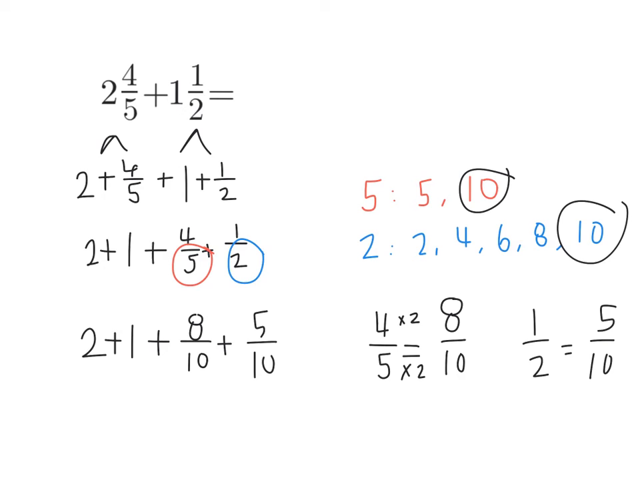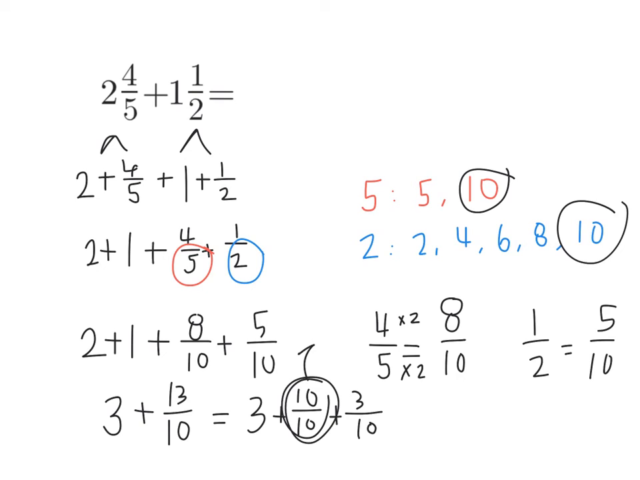What's 2 plus 1? 3. If I have 8 tenths and I add 5 more tenths, what do I get? 13 tenths. Is that more than 1? How many tenths does it take to make 1? 10. So this is the same thing as 3 plus 10 tenths plus 3 tenths. Do you agree? Yeah. And this is the same as what? 1. So this is equal to 4 and 3 tenths.